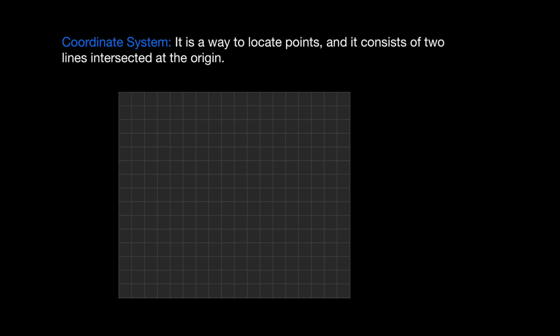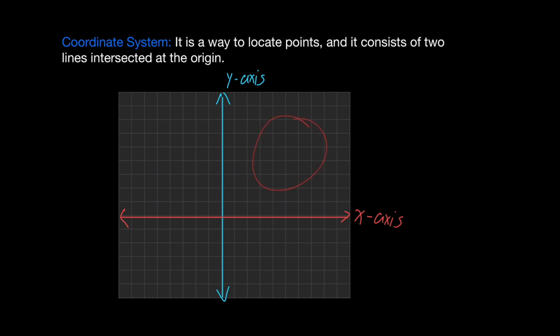So let me draw these two lines. This is a vertical line. We give it a name, we call it the y-axis. And we have a horizontal line, and we call it the x-axis. You see there's open space right there. We call it the coordinate plane.